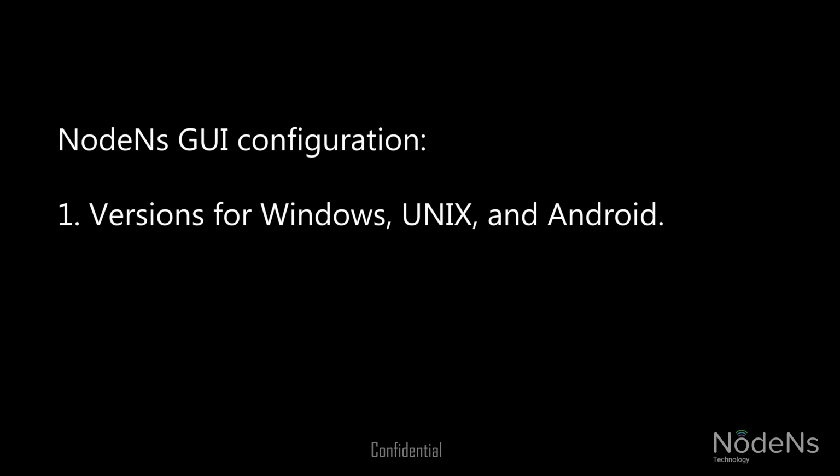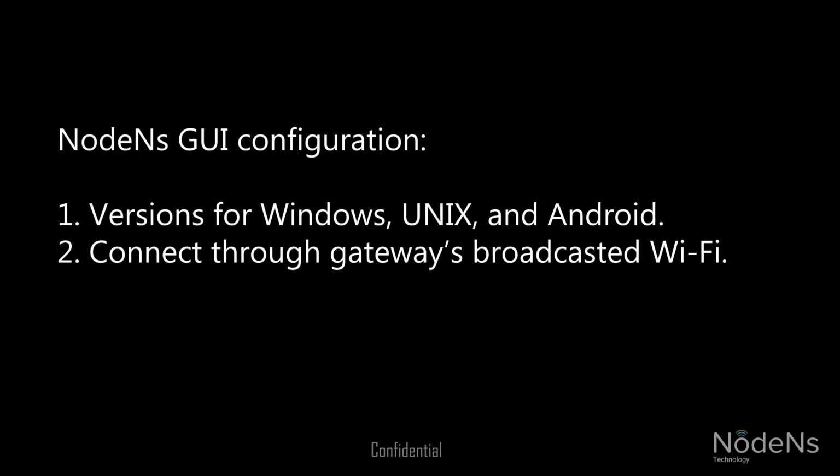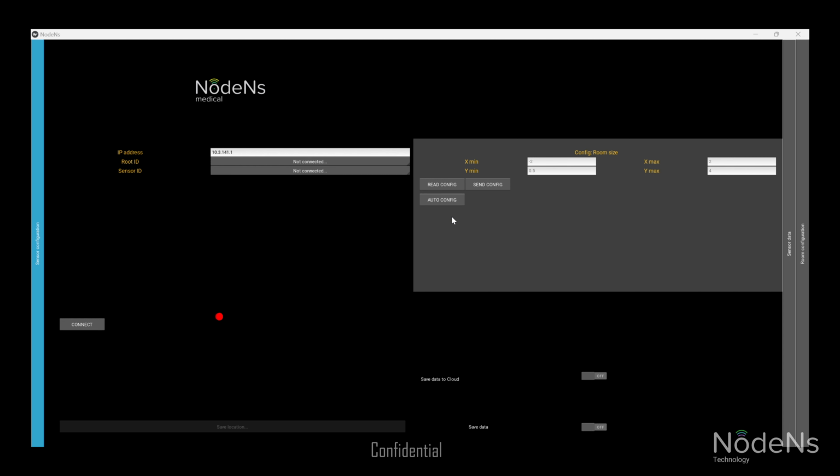The GUI currently has versions for Windows, Unix, and Android. When starting up the GUI, the first step is to ensure that you're on the same network as the sensor and gateway. The easiest way to do this is to connect directly to the gateway's broadcasted Wi-Fi. You may then connect to the MQTT broker by selecting the appropriate IP address.